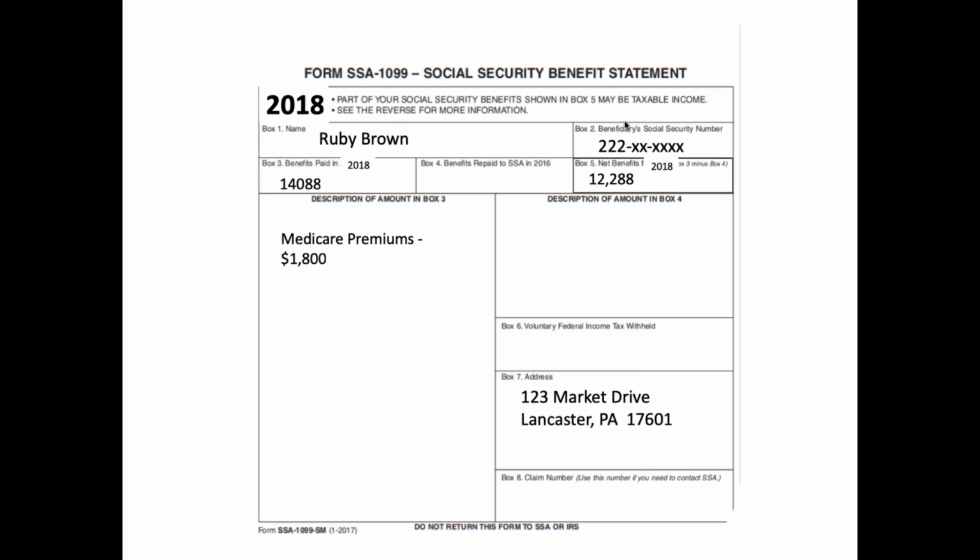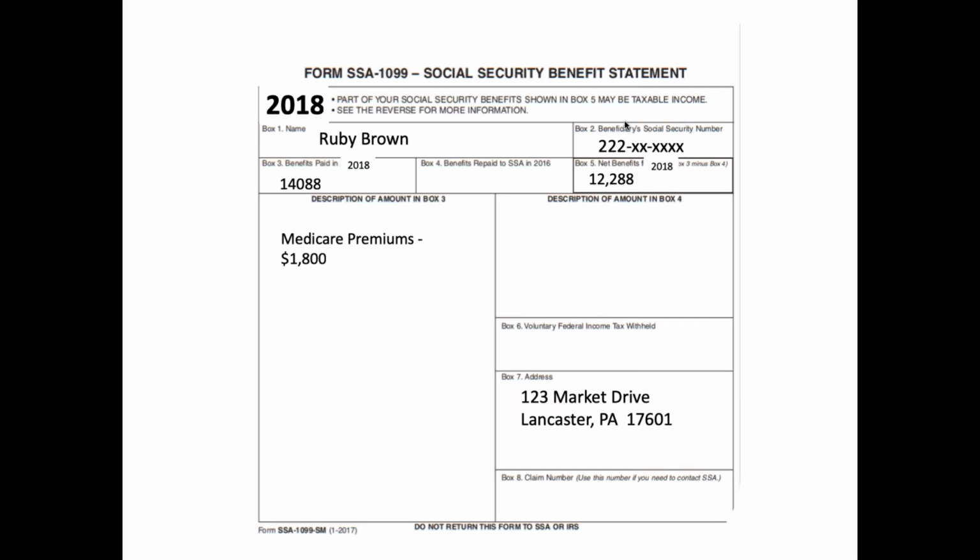What we're going to have on the Social Security entry page is a couple different items for entry. First will be the amount of taxable Social Security benefits, which you'll find in box 5. In this case, what we're going to show is that you have $12,288 in your example of taxable Social Security benefits for the current year. That amount would be reflected in our entry for TaxSlayer.